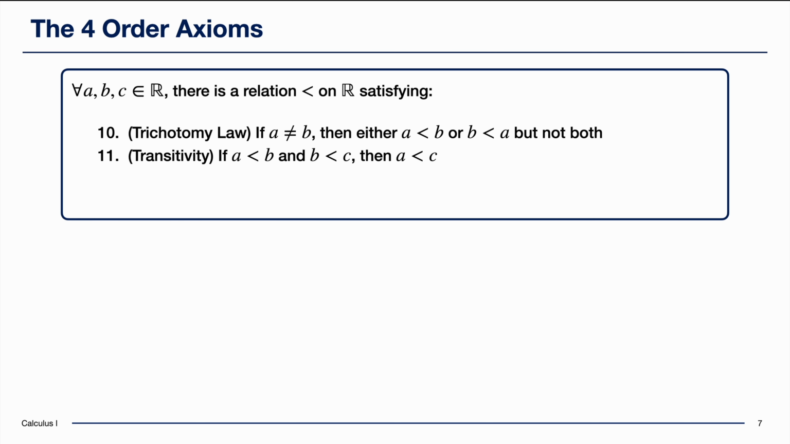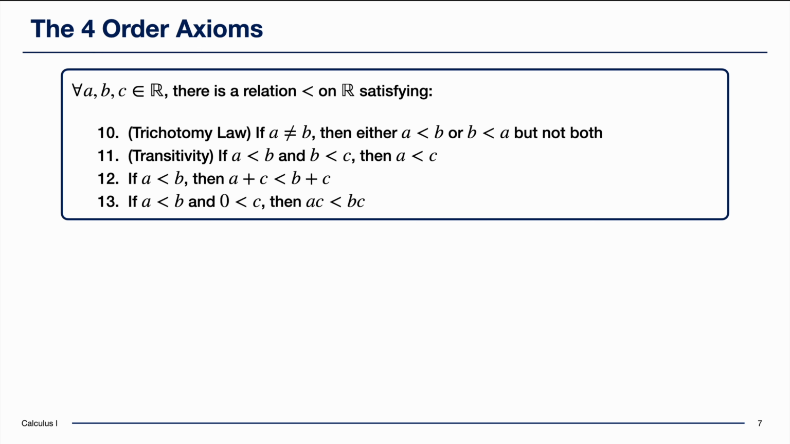We have the transitivity law, which states that if a is less than b and b is less than c, then a is less than c. Further, if a is less than b, then a plus c is less than b plus c. And finally, if a is less than b and 0 is less than c, then a times c is less than b times c.